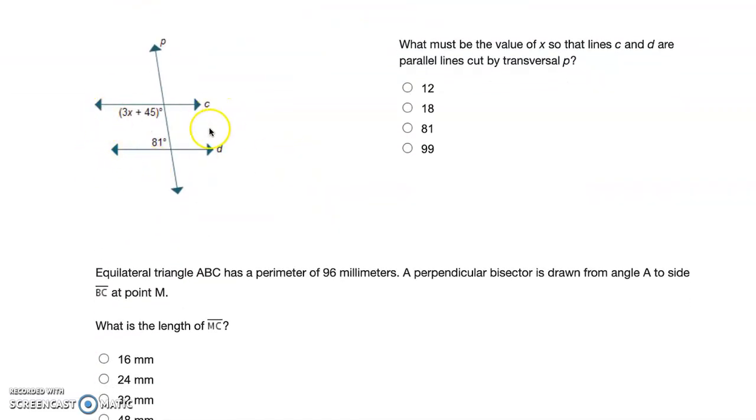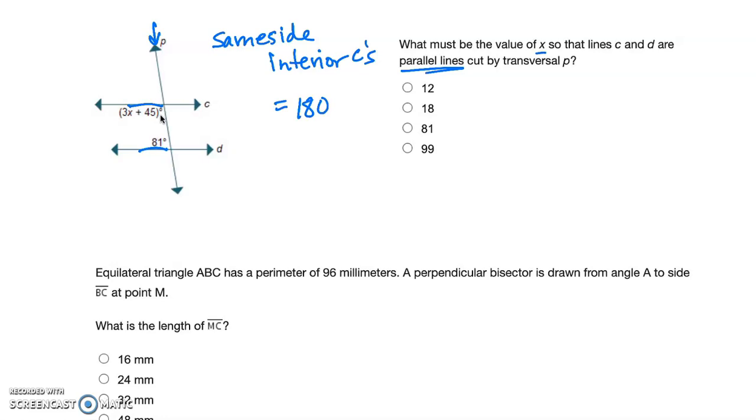In this case, we have two lines and a transversal, and it's saying what must the value of x be so that these are parallel lines. We want to make sure C and D are parallel. Well, we have two values. They're both on the same side of the transversal, and they are inside the parallel lines. So these are same side interior angles, and we know that they add up to equal 180 degrees. So we're just going to solve for x.